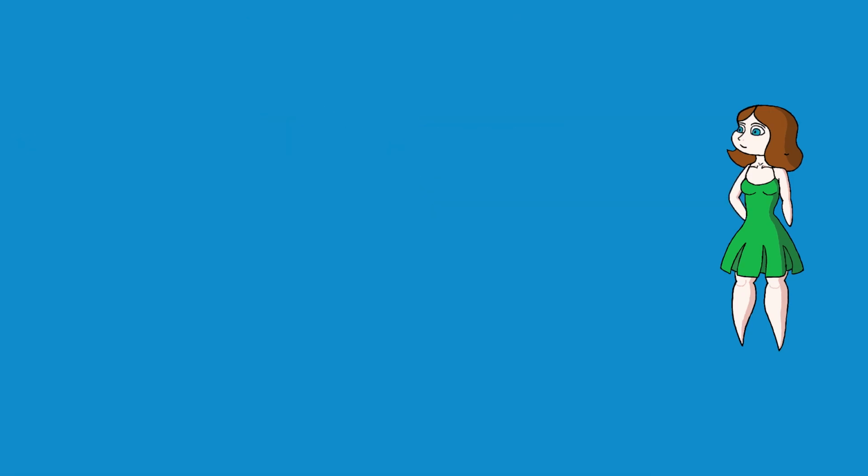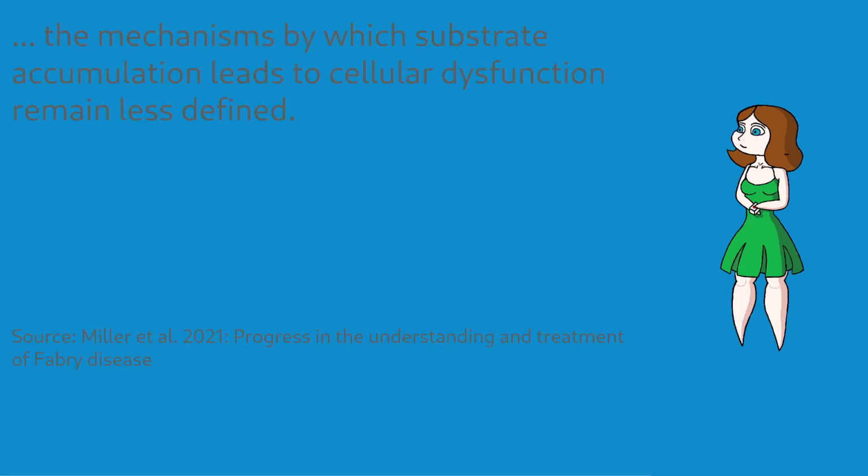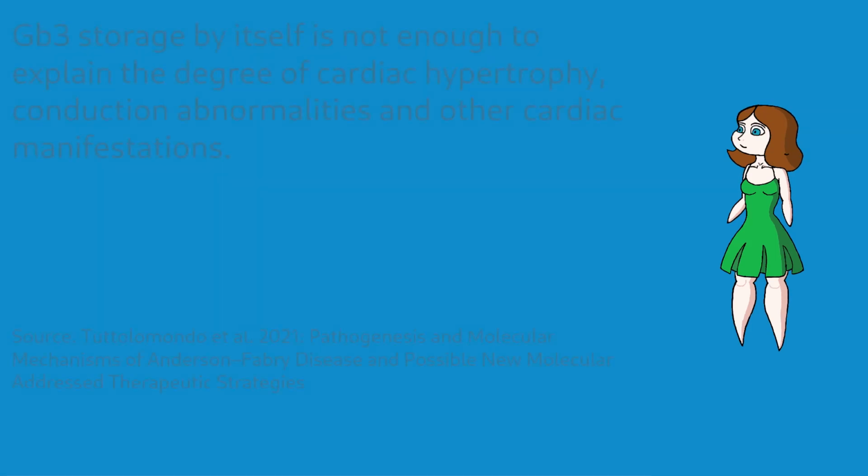Now, we have lysosomal storage, but how does that cause organ damage? That's the part that's often conveniently left out. Fact is, we don't know. There is ongoing research into this, but much is still unclear. Here are 2 examples, one regarding the heart, one regarding the kidneys.